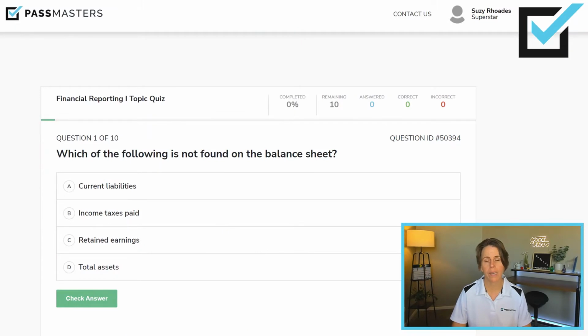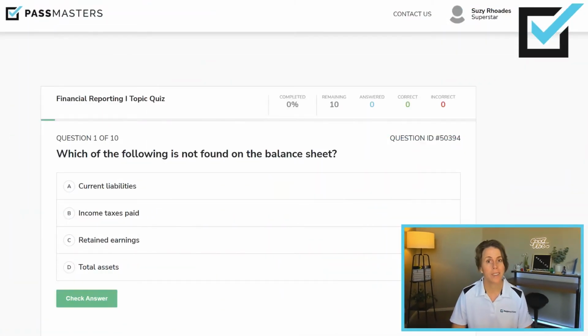Which of the following is not found on the balance sheet? Remember, the balance sheet has assets, liabilities, and owner's equity or shareholder's equity. So what's not one of those? Current liabilities, that would be on the balance sheet. Income taxes paid, that's an expense. So where are expenses found? They're not found on the balance sheet. They're found on the income statement.